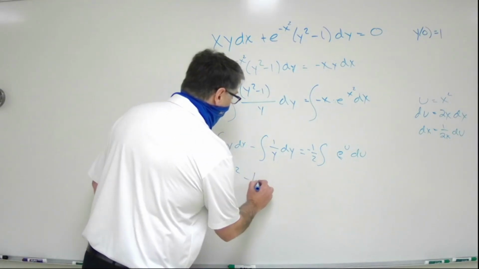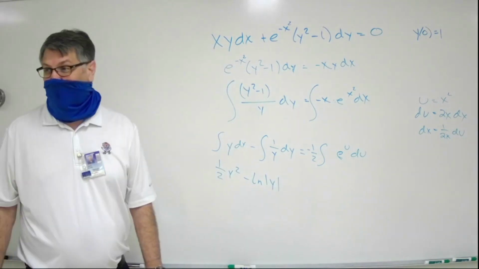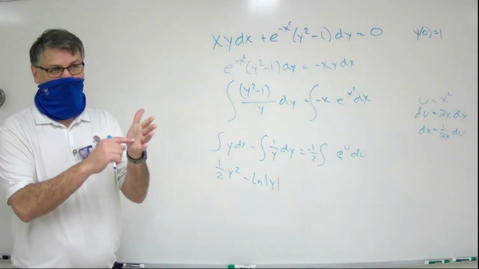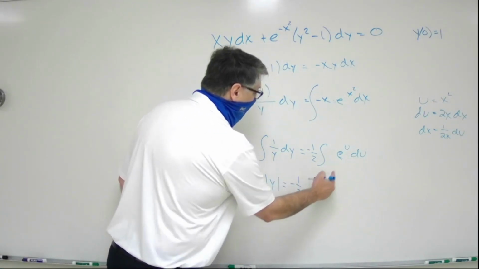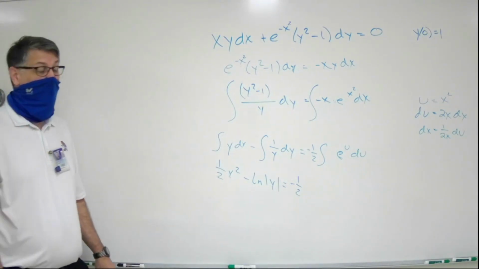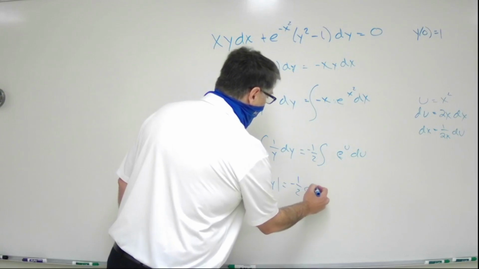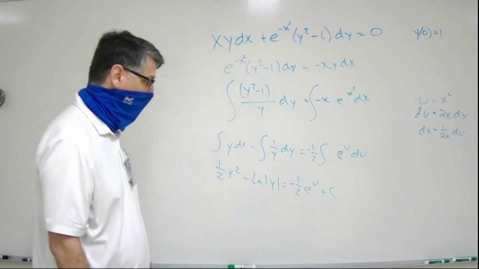ln of the absolute value of y. Too easy. I think his friends are hitting unmute. Equals negative 1/2. What's the integral of e to the u? It's just e to the u plus c. All right, let's back substitute. What is u?